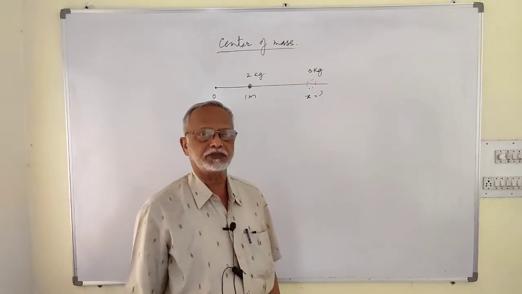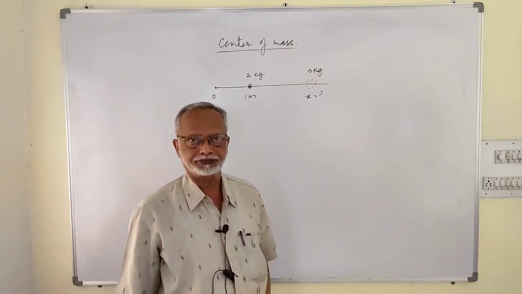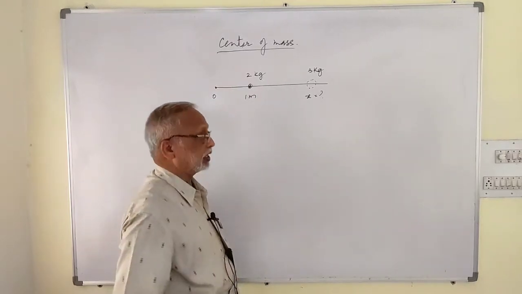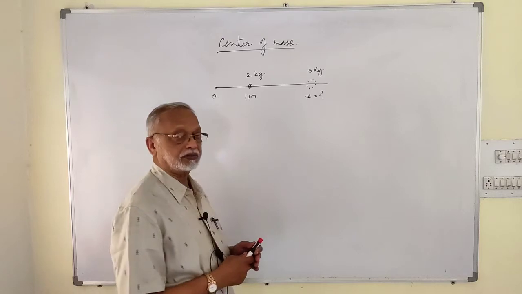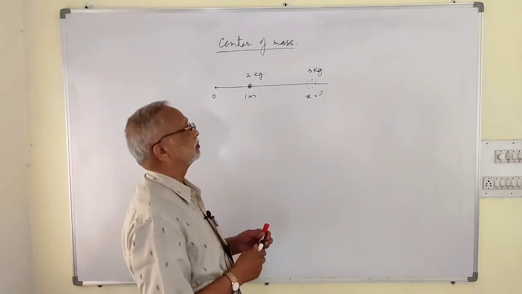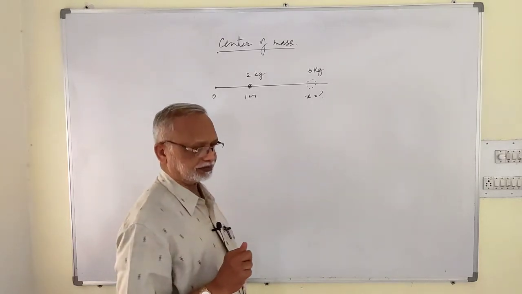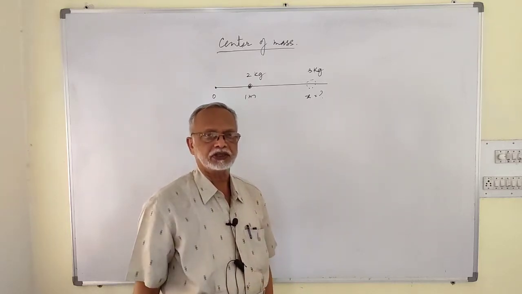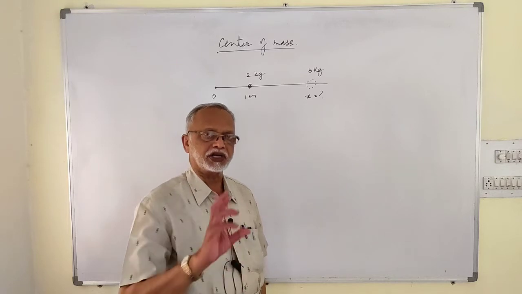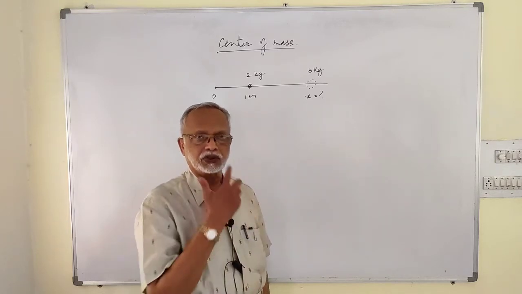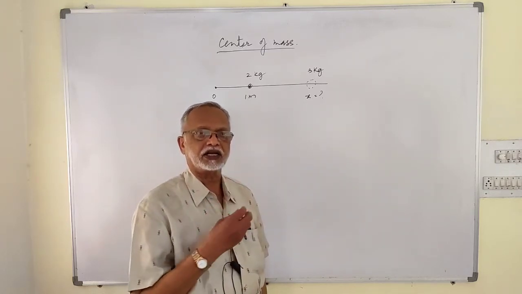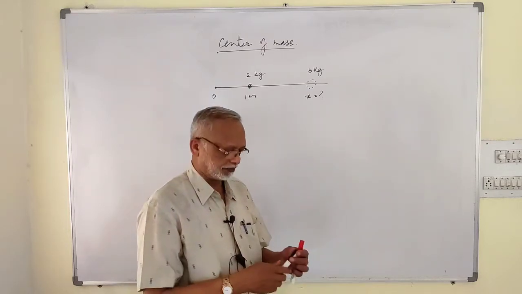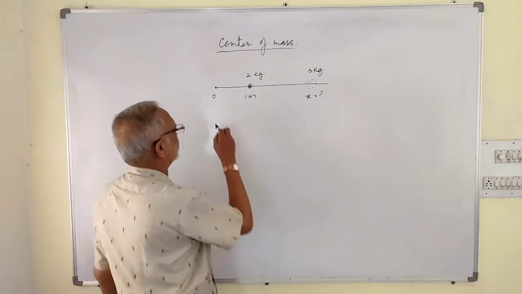Let us consider a simple case of two bodies. Suppose a body of mass 2 kg is on the x-axis at a distance 1 meter from the origin. We have got another body of mass 3 kg. Now the question is not of finding the center of mass. The question is finding the location of the other body so that we can get the center of mass at our convenience. Okay.